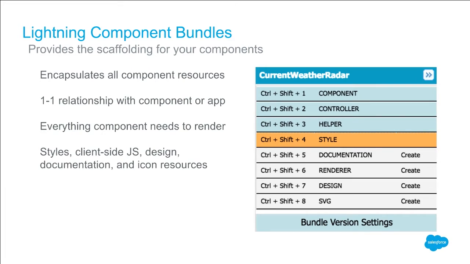It has the styles, all necessary client-side renderer, helper, and controller JavaScript. Even design, icon, and documentation resources. Everything your component needs to describe itself as that Jenga block. This is a similar approach to many modern frameworks like React, but it's engineered natively for the platform via metadata. For the purposes of this presentation today, it's important to note that style resource. This is where you apply your component CSS, and it's part of every single component bundle.